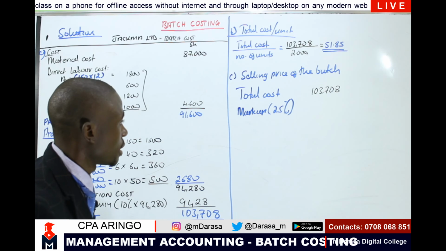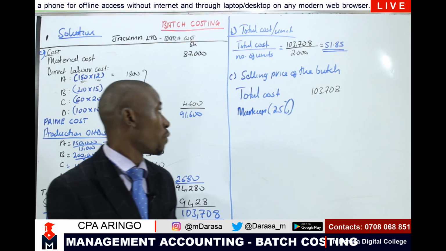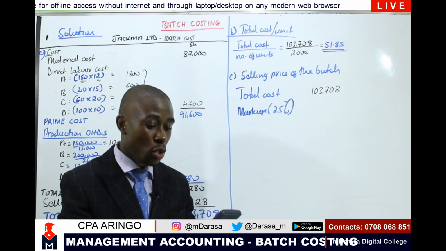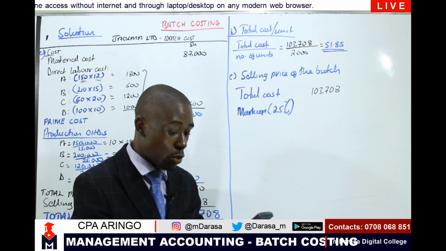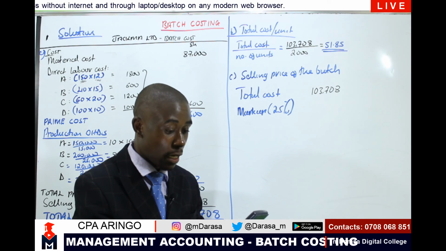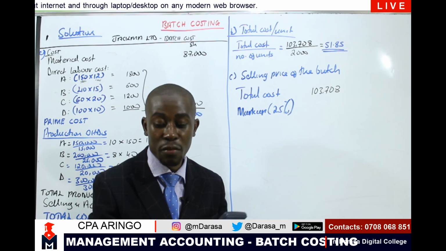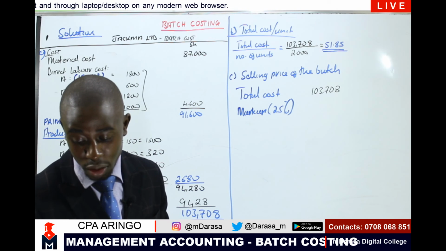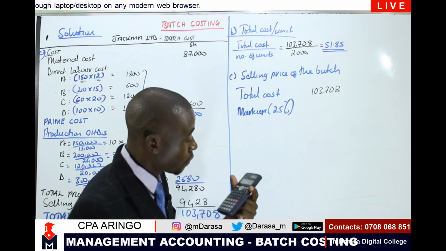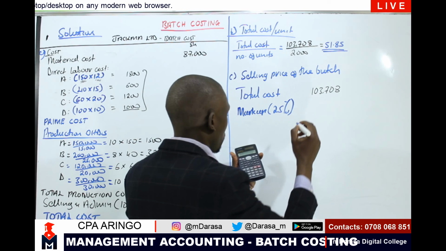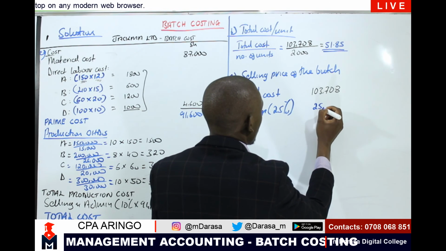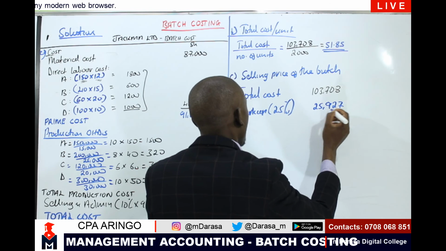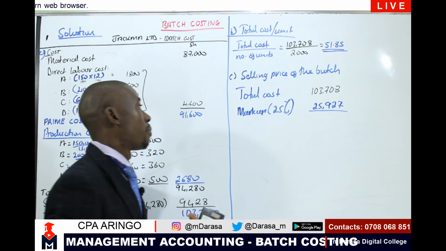What was the requirement for part C? Part C of the question, the examiner had requested us to prepare the selling price of the batch. To come up with the selling price of the batch. Selling price of the batch, what will you be having as the selling price of the batch?